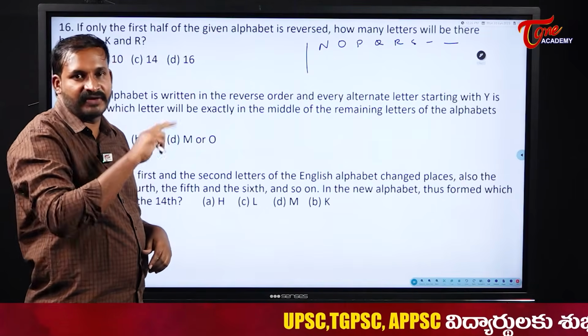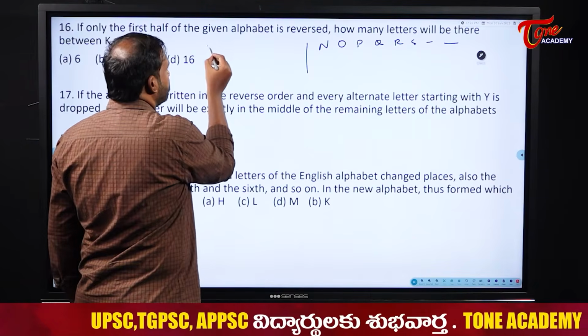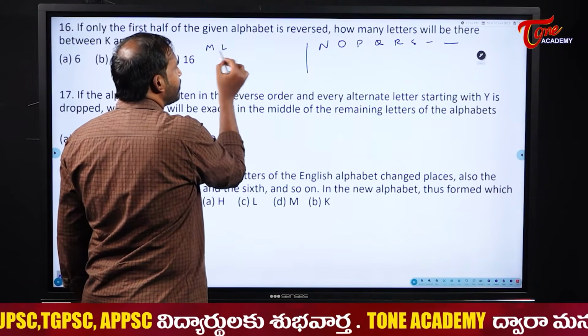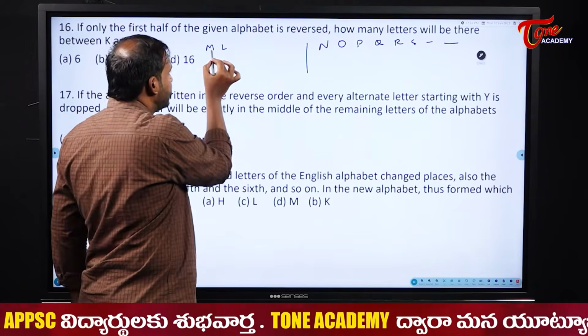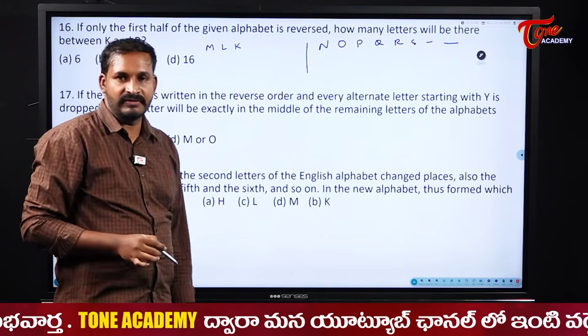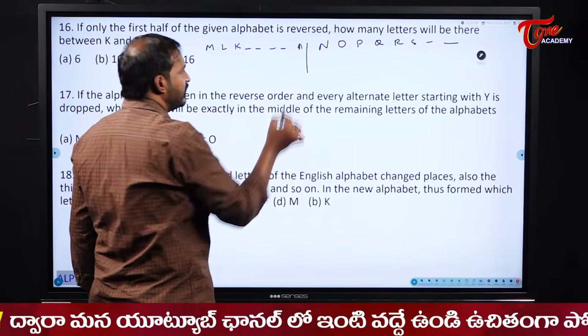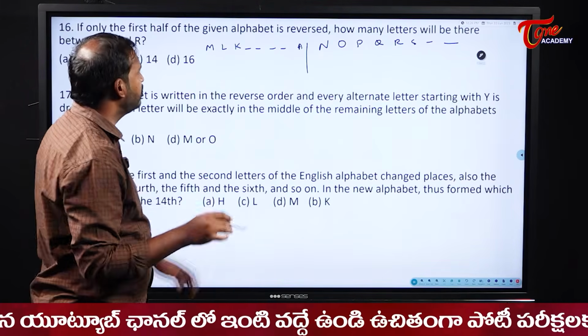If I reverse the first half, from where will it stop? M, L, right? In reverse order I am writing. M is the 13th alphabet, L is 12th, K is the 11th alphabet. Now please observe here, students. From here onwards I will get A, and then once again N. Now this is the position.